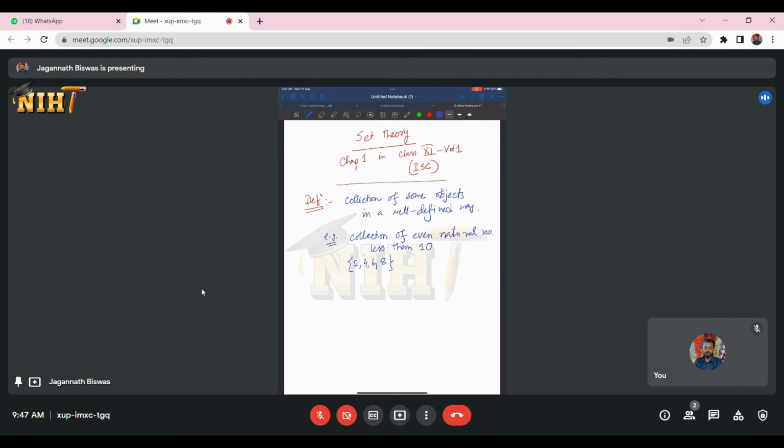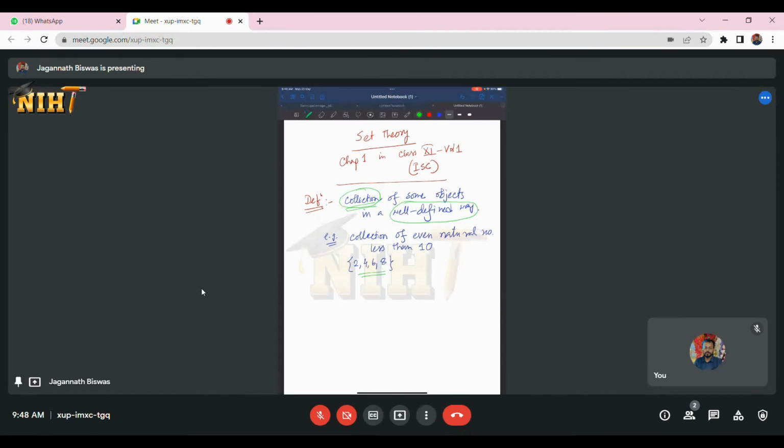Always remember, to express a set there are two types of notation. We will talk about it later. First understand the definition. See here, two points are very important in the definition. Number 1 is collection and number 2 is well defined way. Now what is the meaning of these two? I think you have understood the concept of collection, which is a collection of some natural numbers or obviously some objects.